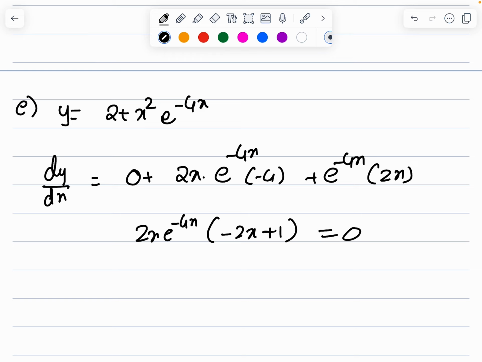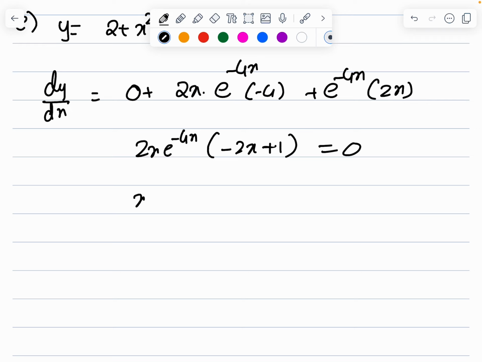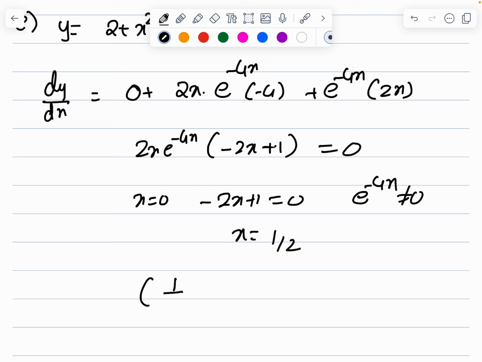Now this should be equal to 0. So either x equals 0, or negative 2x plus 1 should be equal to 0, because e power negative 4x will never be equal to 0. So x equals 1 upon 2. Plug in x equals 1 upon 2 in the question. Directly I am writing it out. You should be getting 2 plus 1 upon 4 e power negative 2.